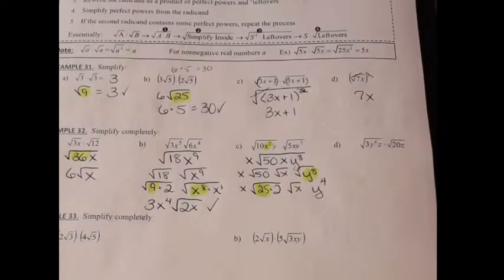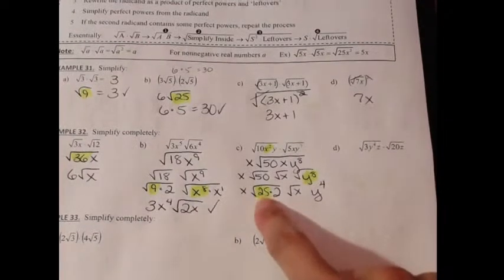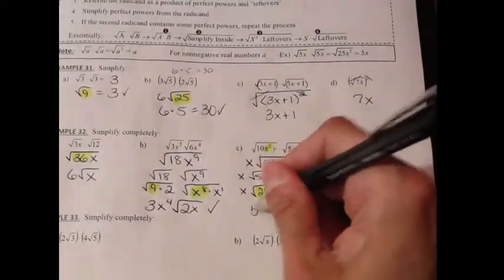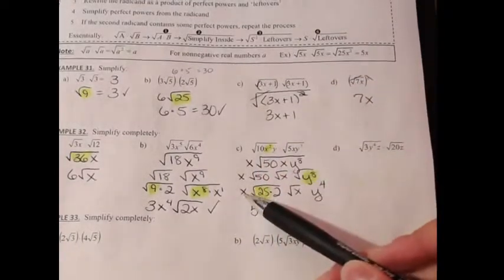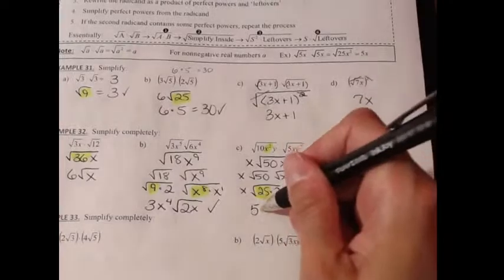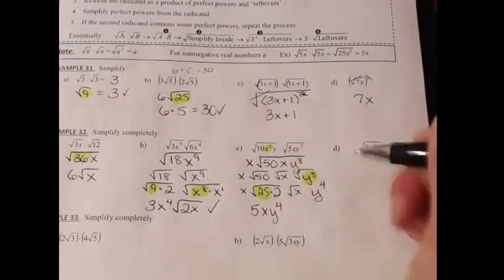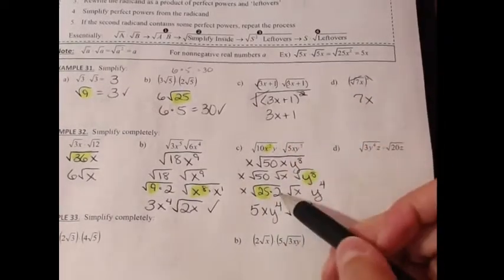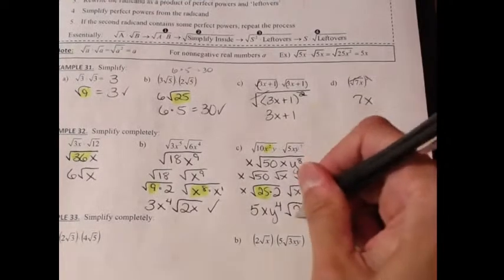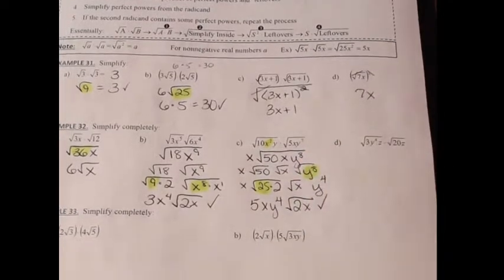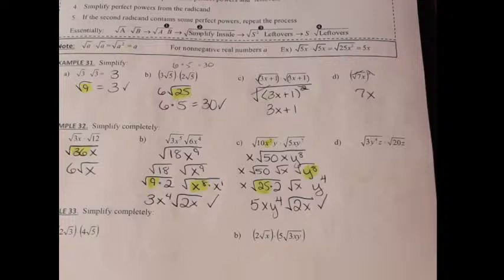All right, now let me just clean this up. We see that square root of 25 is 5, so it's going to come first. I have an x, I have a y to the 4th, and then I have the square root. I still have a 2 and an x under the square root, so they go together, and voila, we're finished.